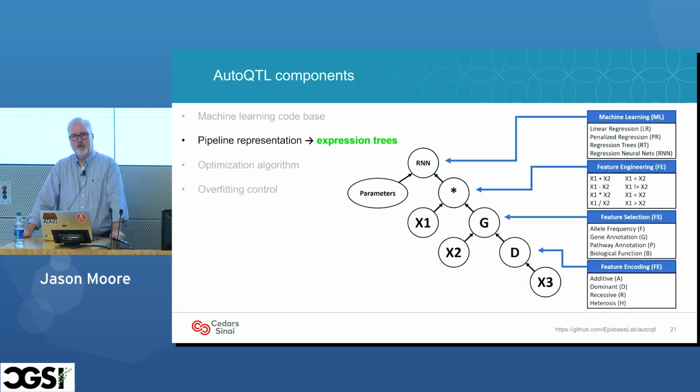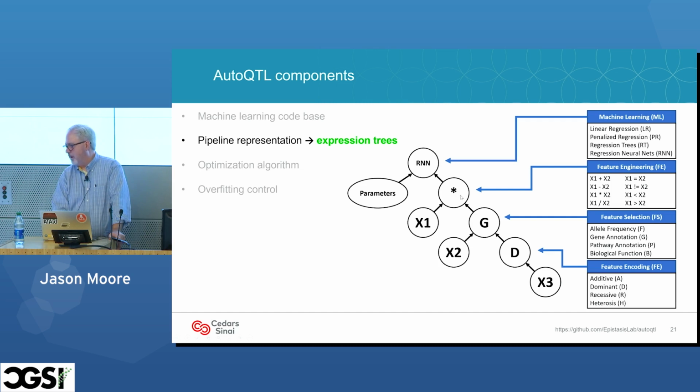Second thing we need is a way to represent machine learning pipelines in the computer so they can be easily manipulated and scored. And we use a type of data structure in computer science that's called an expression tree. So here at the root of this tree, we have a machine learning method that's doing regression. It could be linear regression, it could be a regression tree or a regression neural network. And then that machine learning method has a set of parameters that are tuned here by the method.